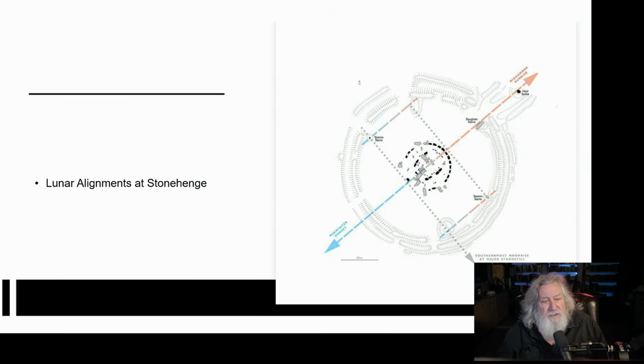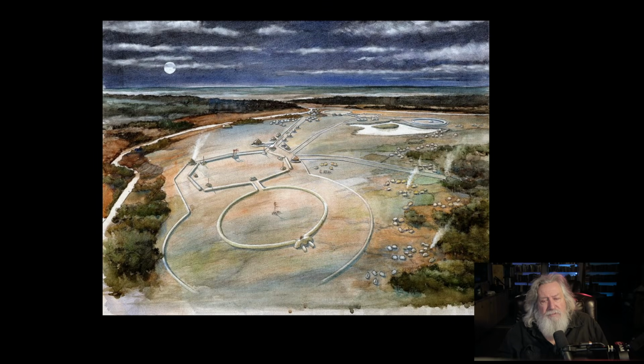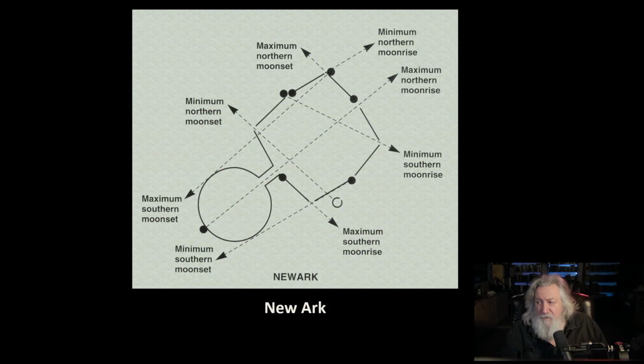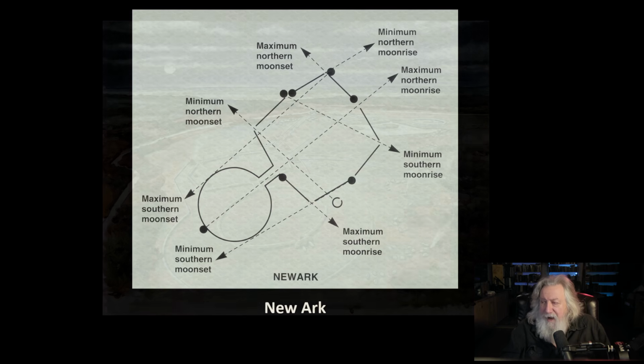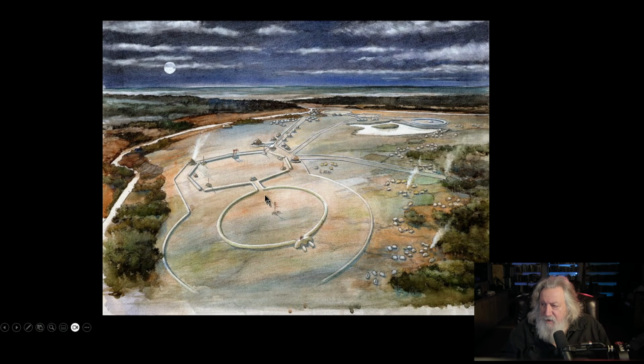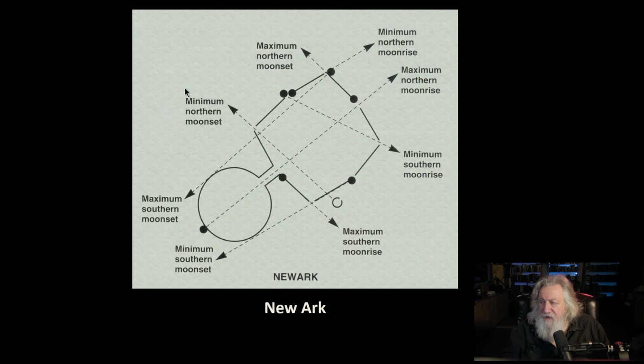So it looks like this monument also, like other monuments, memorialized the subtle motions of the moon throughout the course of its 18.6 year cycle. Very much, in fact, like we find at this monument way over in Ohio. This is called Newark, and Newark is laid out according to both sun and moon alignments. Now let's go back to this one. This is showing the major axis of Newark, which points to the position on the horizon where the maximum northern moonrise occurs.